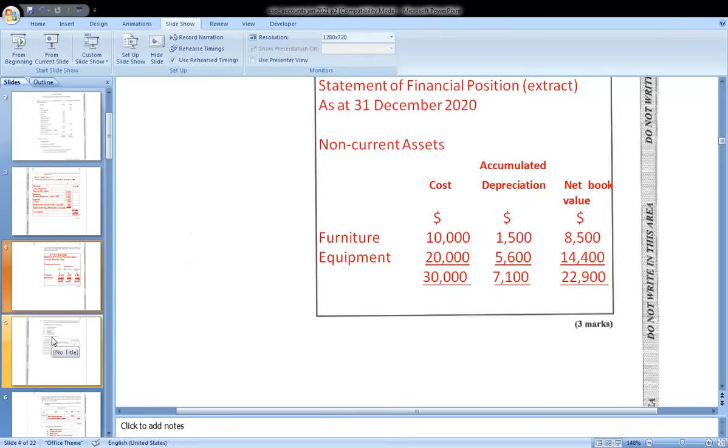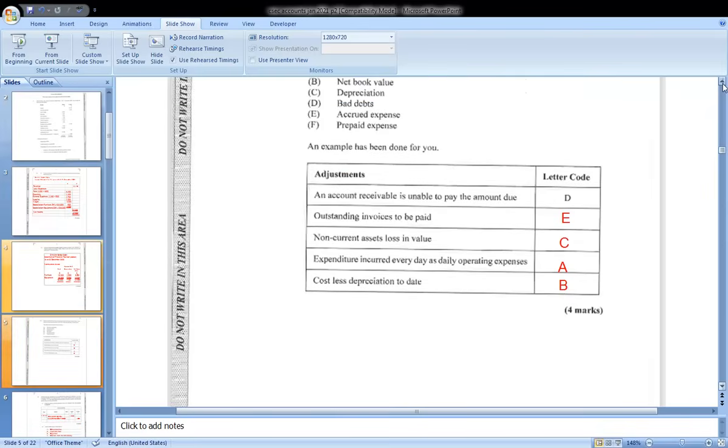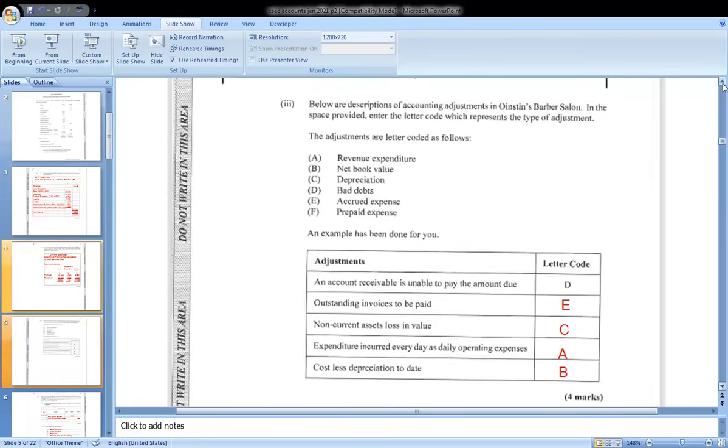Let's go to our next question. So here we have the third part of question 1A, still on question 1. Below are descriptions of accounting adjustments in Einstein's Barber Salon. In the space provided, enter the letter code which represents the type of adjustment. The adjustments are letter coded as follows: A, revenue expenditure; B, net book value; C, depreciation; D, bad debts; E, accrued expense; F, prepaid expense. An example has been done for you. So here we have adjustments and letter code.